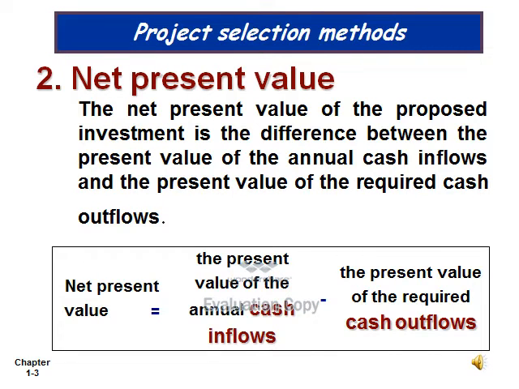The second method to evaluate a project is net present value. The net present value of the proposed investment is the difference between the present value of the annual cash inflows and the present value of the required cash outflows. That means net present value equals the present value of the annual cash inflows minus the present value of the required cash outflows.